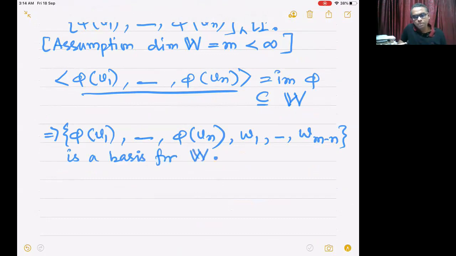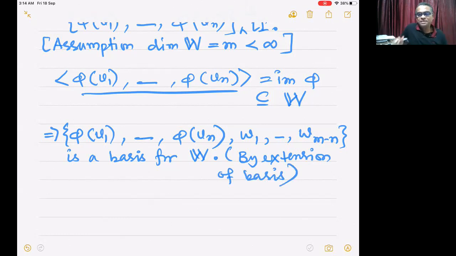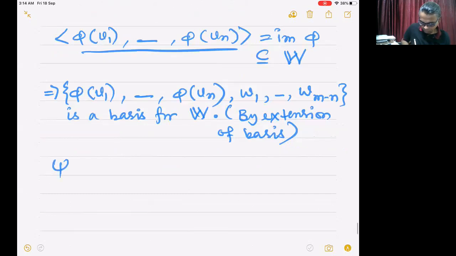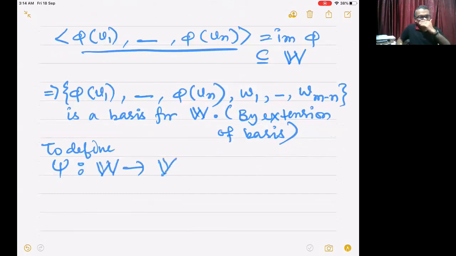Yeah, basis extension. This is by extension of basis idea that we have learned in our third lecture, if I'm not mistaken. Now, this is where it becomes interesting. I now want to define psi, which is going to be a map from W to V, right? This was the idea.